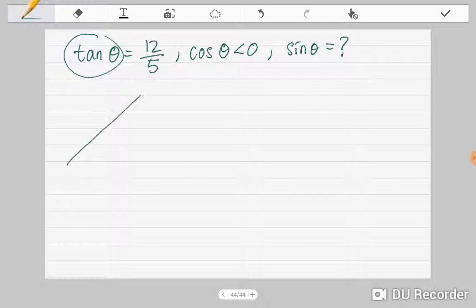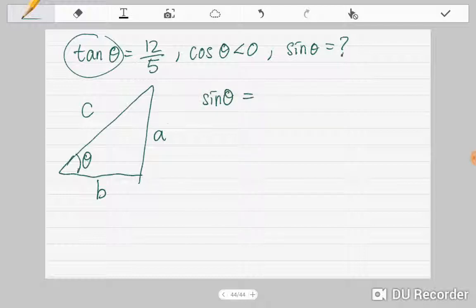So if there's a triangle like this, and this is theta, and I name this side A, I name this B, and I name this C, sin theta is simply the front divided by this longest side. I call it the hypotenuse. So it's A divided by C.